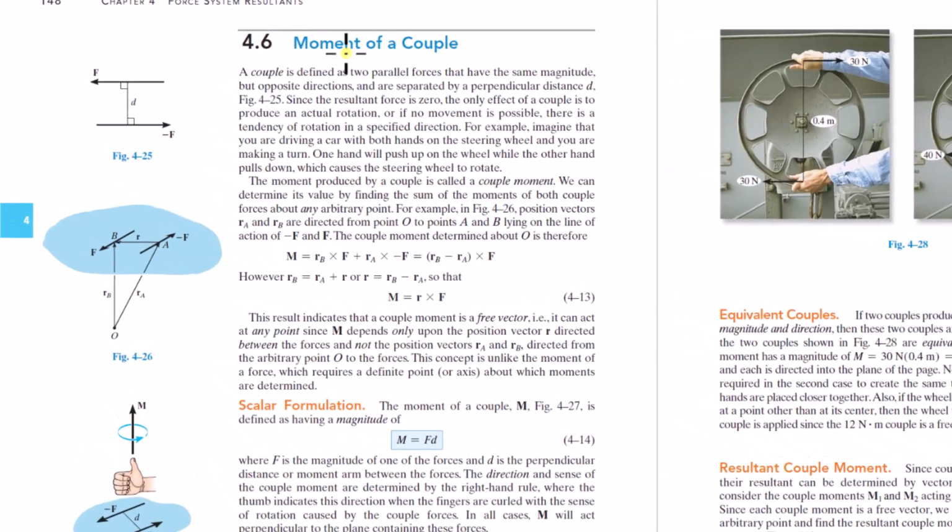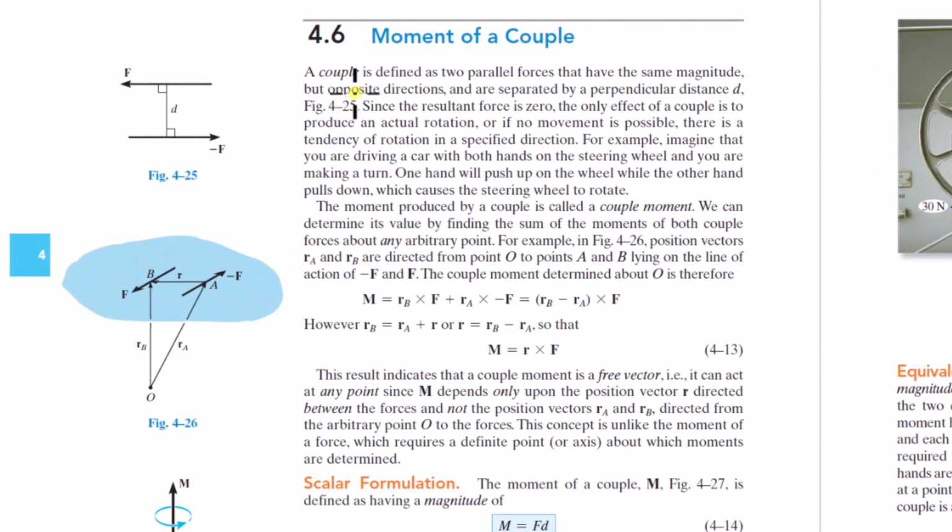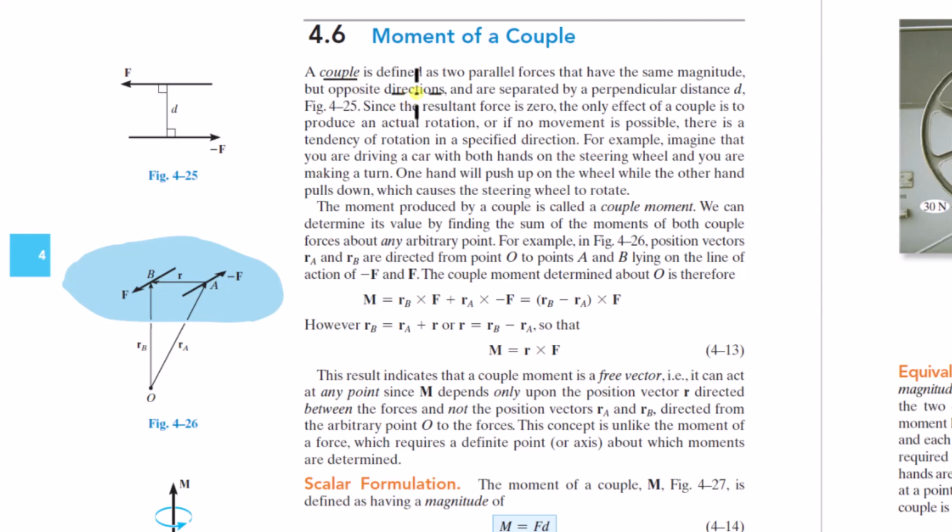Okay, the moment of a couple. A couple is defined as two parallel forces that have the same magnitude but opposite directions and are separated by a perpendicular distance d. So here's a couple: two forces, they're parallel, they have the same magnitude but opposite directions, and they're separated by distance d. That's a couple. So the resultant force is 0. The only effect of a couple is to produce an actual rotation, or if no movement is possible, there is a tendency of rotation in a specified direction.